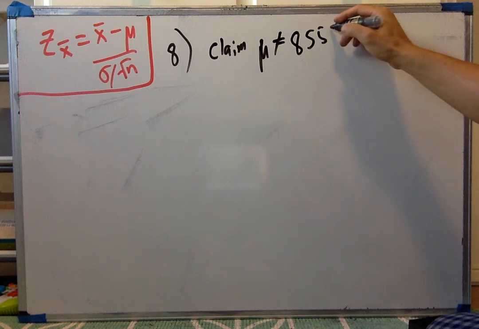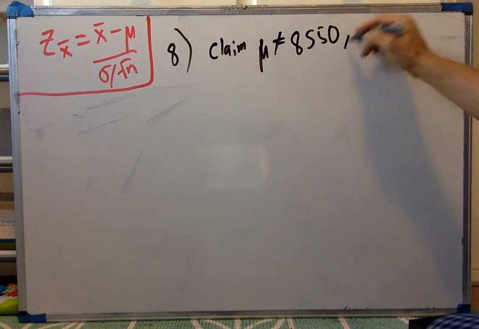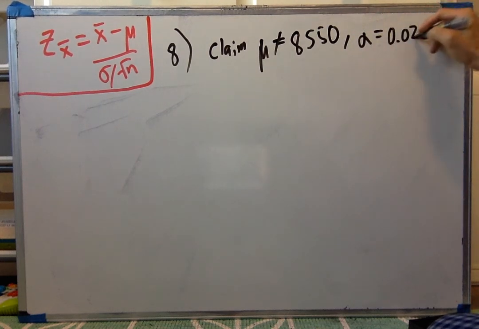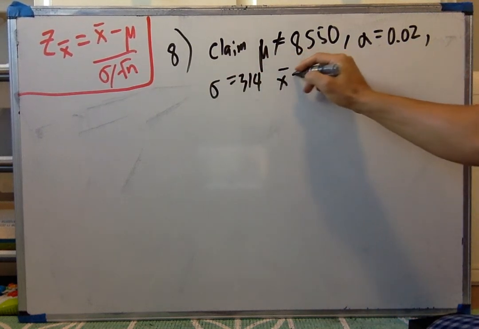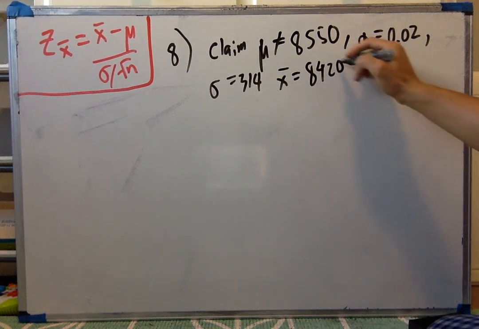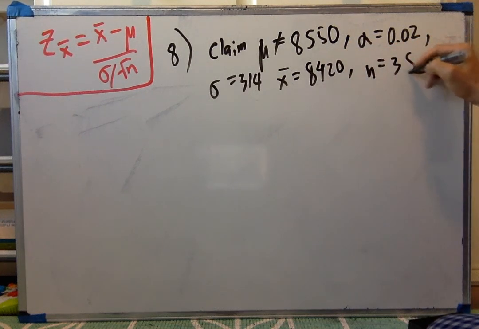Mu is not equal to 8550, that's the claim. Alpha is 0.02. Sigma is equal to 314. X bar is equal to 8420. And n is equal to 38.